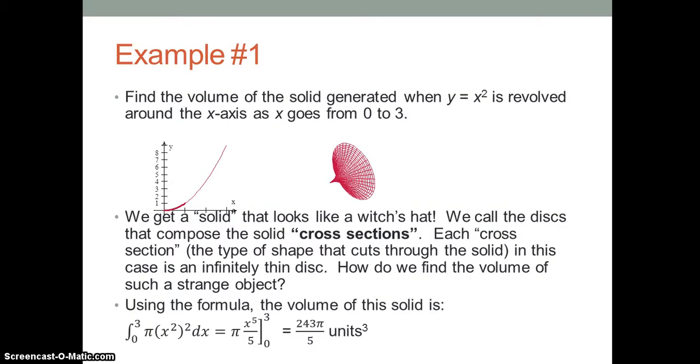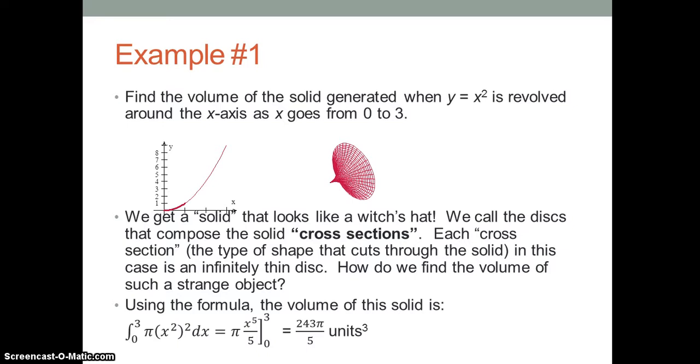Find the volume of the solid generated when y is equal to x squared is revolved around the x-axis as x goes from 0 to 3. I think it looks kind of like a witch's hat. Other people say that it looks different than that, and there are other things that you might think of when you're thinking of this shape. We call the disks that compose the solid cross-sections. And each cross-section, or the type of shape that cuts through the solid, in this case is an infinitely thin disk, and it's a circular disk.